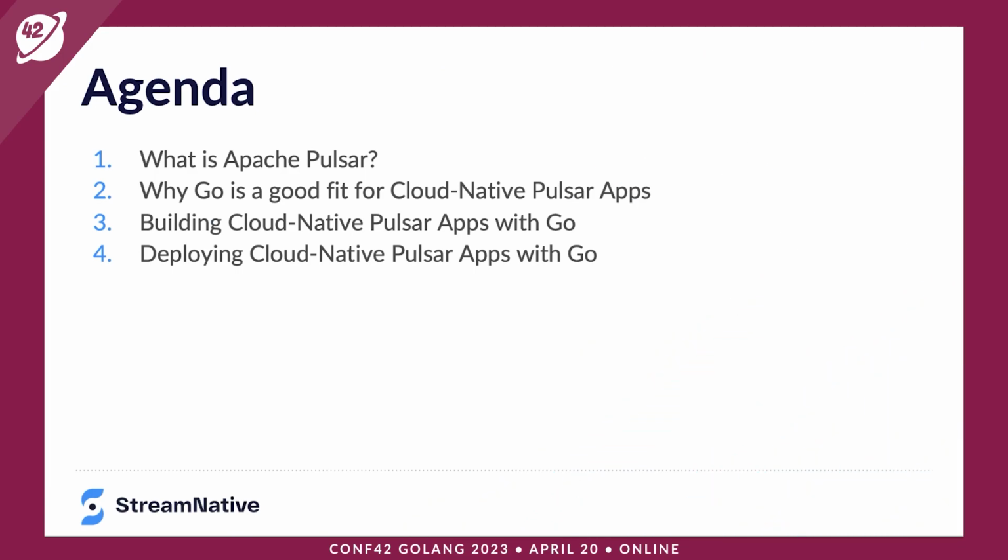Let's start with a quick outline of the topics I'm going to cover during this talk. I will start with a quick introduction to Apache Pulsar, covering what it is and how it is different from other messaging and event streaming systems you may have encountered in the past. Next, I'll explain why Go is well suited for developing cloud-native applications that interact with Apache Pulsar. After discussing the why of Go and Pulsar, I will demonstrate how to develop cloud-native Pulsar applications in Go. And finally, after we've developed and tested the application locally, I will walk you through the deployment process.